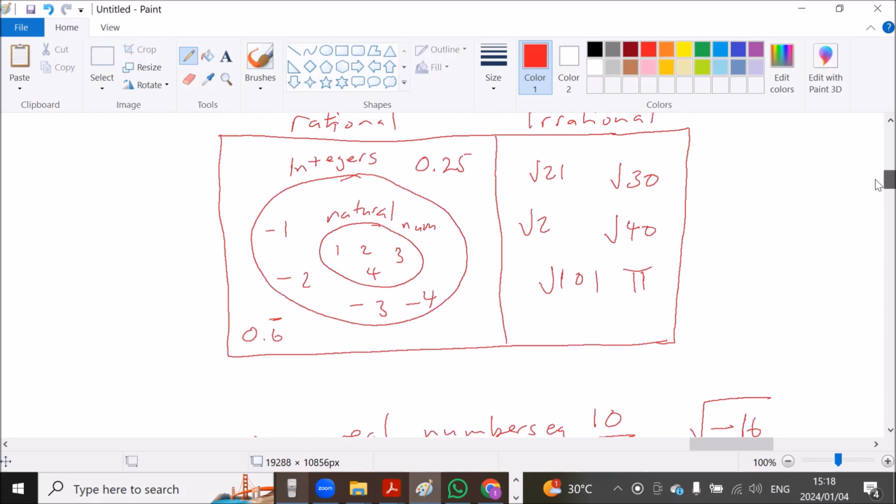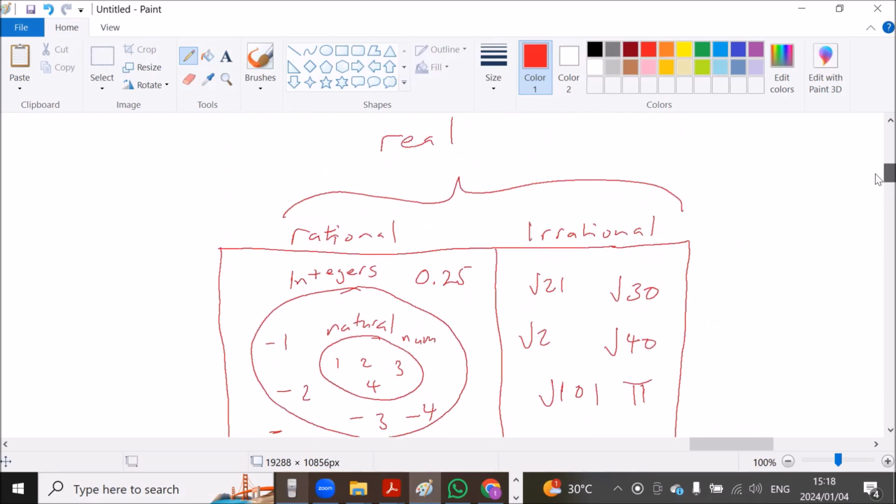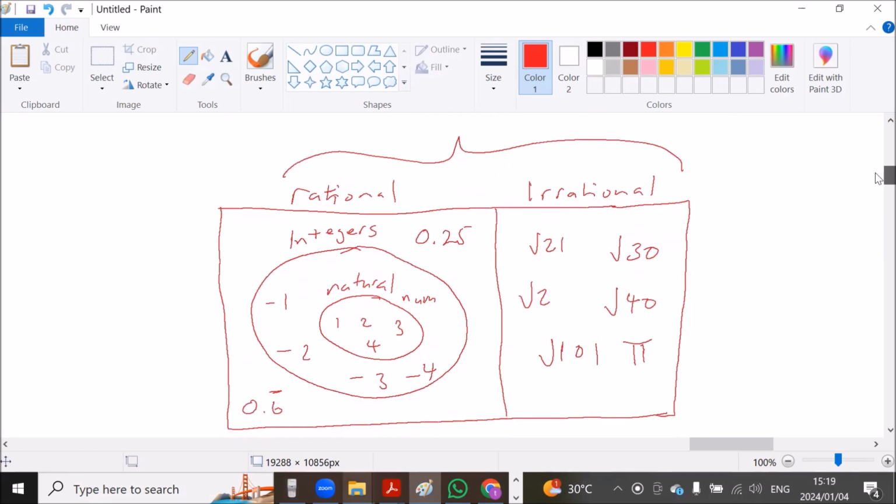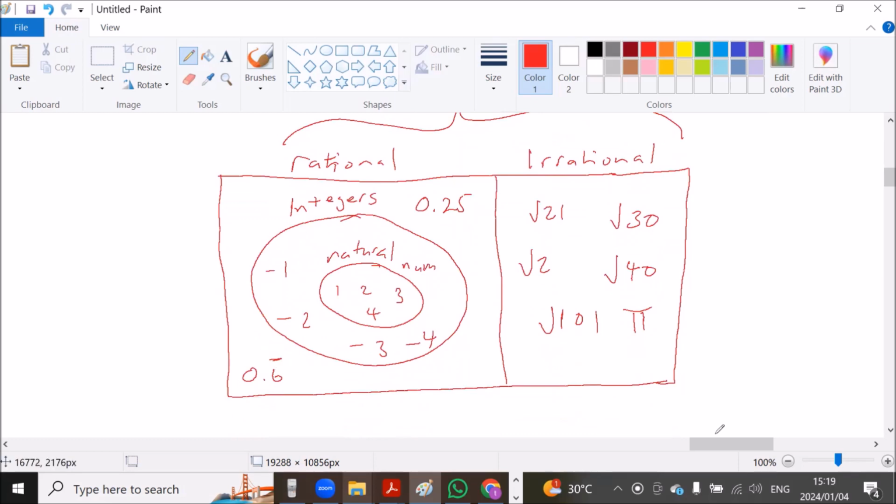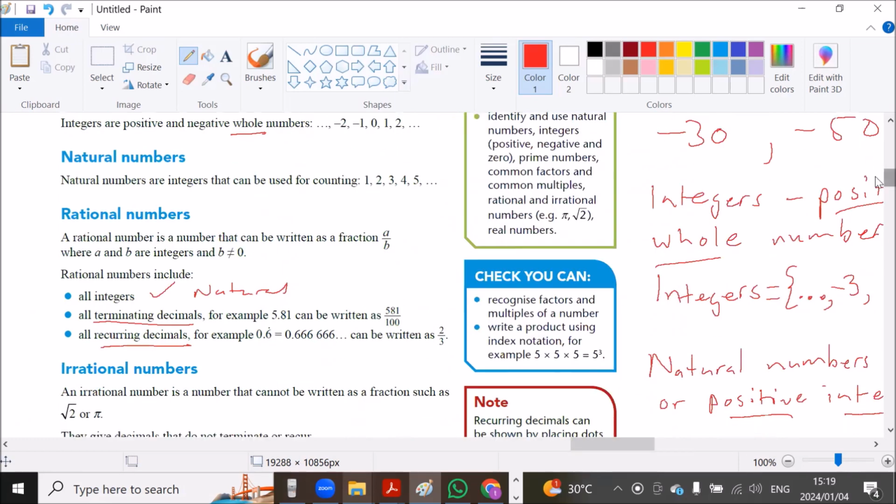But we are mostly concerned in our syllabus with real numbers, which are rational or irrational. On the rational side, we have integers, terminating decimals, and recurring decimals. So that is the explanation of our numbers.